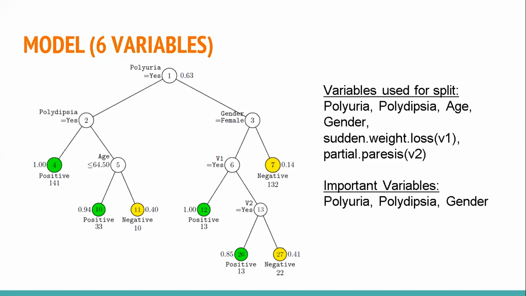Then we also used 6 variables from the result of our previous assignment. This model uses all the 6 variables, which are polyuria, polydipsia, age, gender, sudden weight loss, and partial paresis. Among these, we can see the important one is still polyuria, and then polydipsia, age, besides gender, sudden weight loss, and partial paresis. So the most important 3 variables are the same as the previous one, which are polyuria, polydipsia, and gender, because of the higher number of end nodes. I'll pass to my teammate Zion.